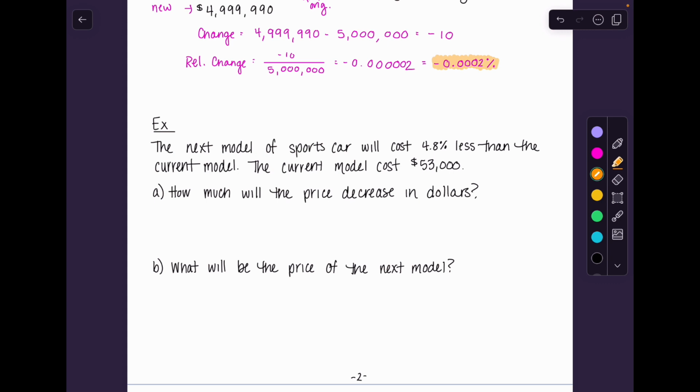And again, you don't have to do this by plugging things into a formula. You can think about this in a logical manner. So the current cost is $53,000 and it's going to decrease by 4.8%. So if I want the decrease, I'm just going to figure out what is 4.8% of $53,000.